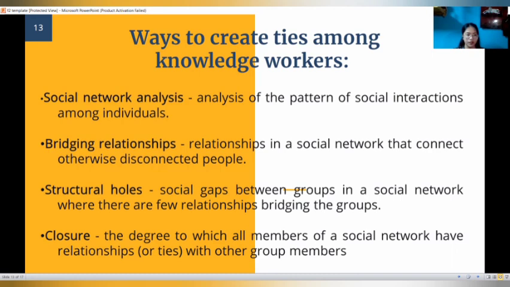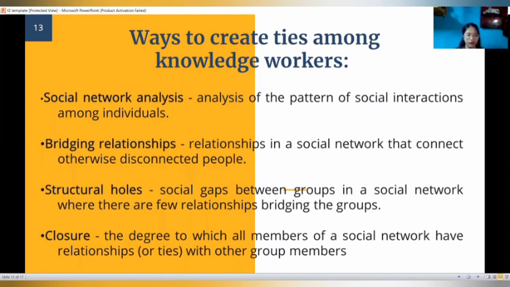Next is bridging relationships. Relationships in a social network that connect otherwise disconnected people. These describe connections that link people across a cleavage that typically divides society, such as race or class or religion. It is associations that bridge between communities, groups, or organizations.